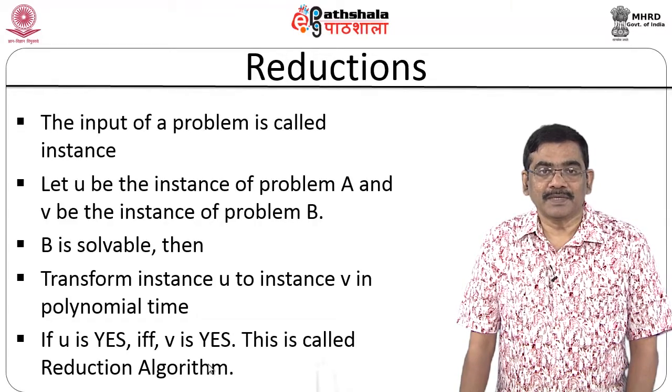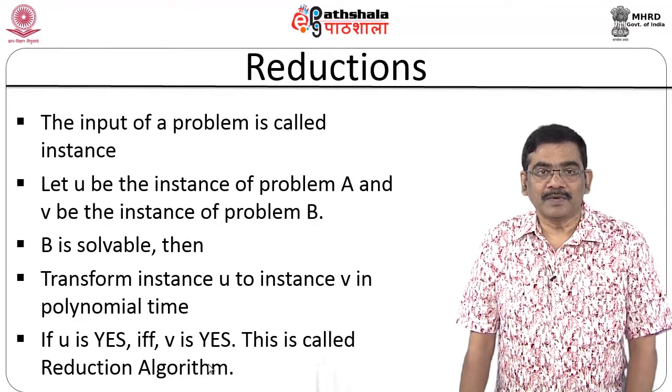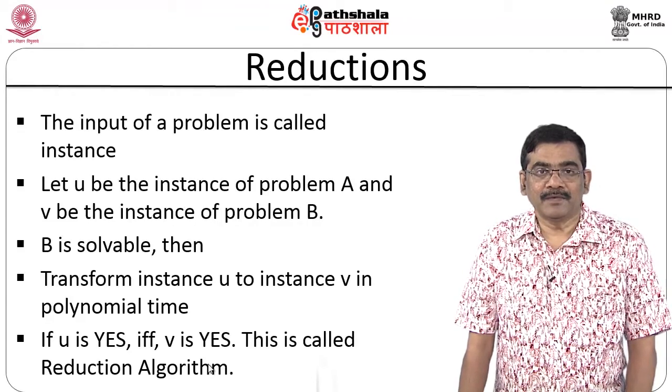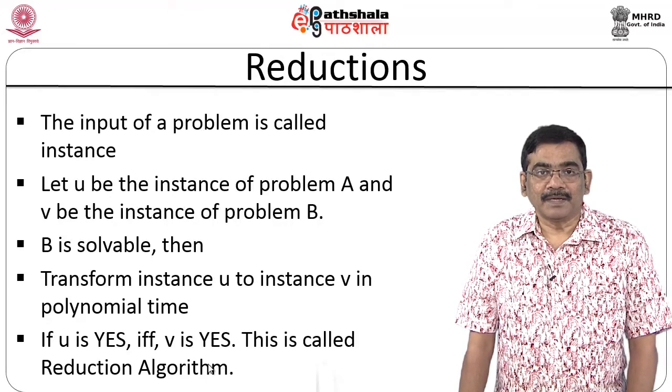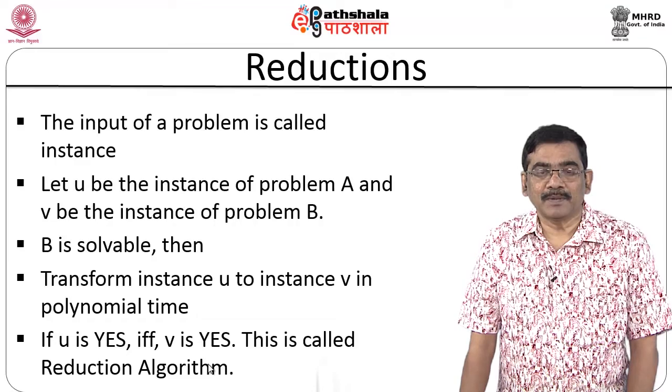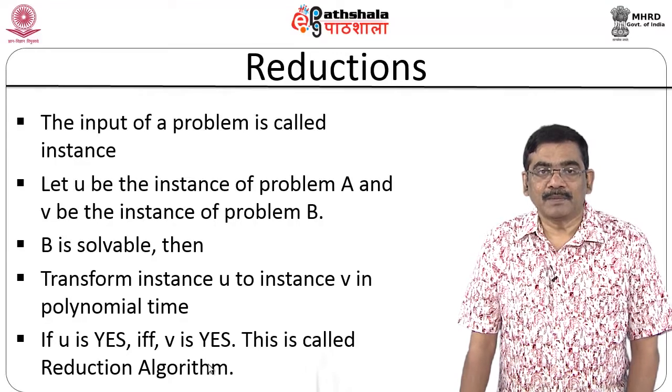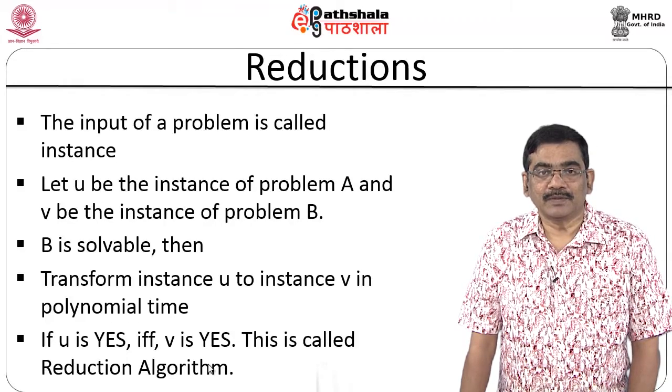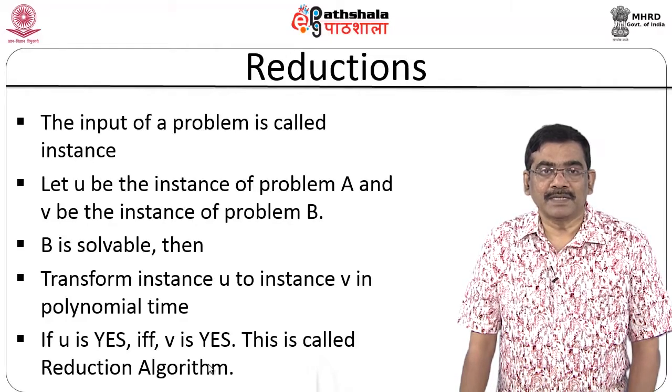One is Turing reduction, where we have two problems A and B, and we have a problem for which a solution is available. So, in Turing reduction we are just transforming the problem A to another problem which has a solution. Then after getting the solution we transform the solution back to the original problem. That is called Turing reduction.